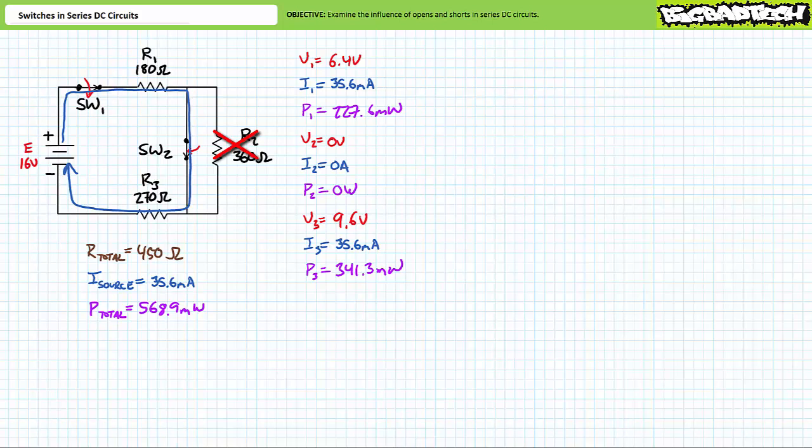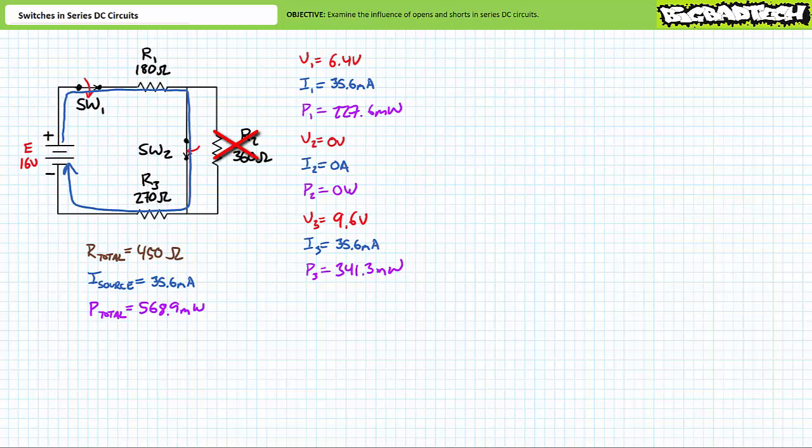For scenario 3, the closure of switch 2 has shorted out resistor 2, and all current will be routed around it. The source sees the reduced total resistance of the remaining elements R1 and R3 for a total resistance of 450 ohms. As a result, source current increases to 35.6 milliamperes, and the source supplies an increased amount of 568.9 milliwatts of power. Given increased current through R1, it experiences an increased voltage drop of 6.4 volts and dissipates an increased amount of 227.6 milliwatts of power.